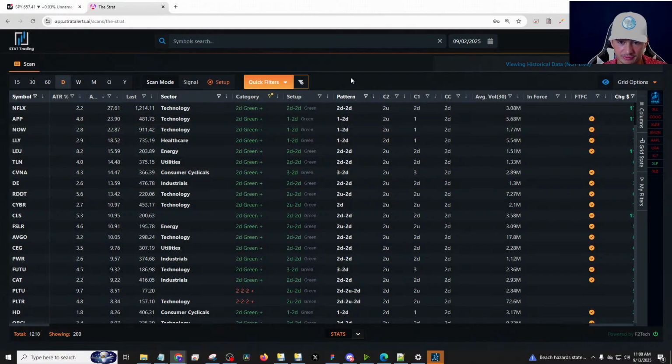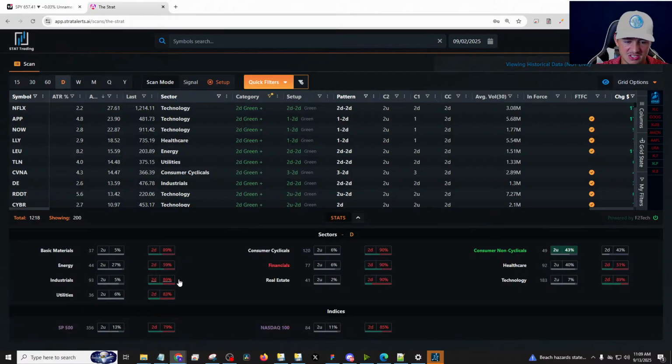So if you want stuff that's going to be like 85, 90% win rate, this is where it comes from. When we look at this, we see 200 names. What that tells me is potentially the whole market's trying to set up a reversal on the second day of the week. If we look at our statistics, how much of the market was 2 down in green on the first day of the week?